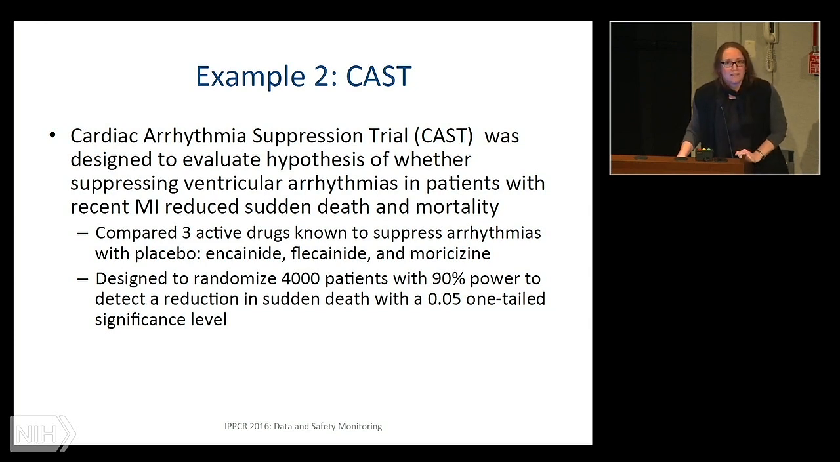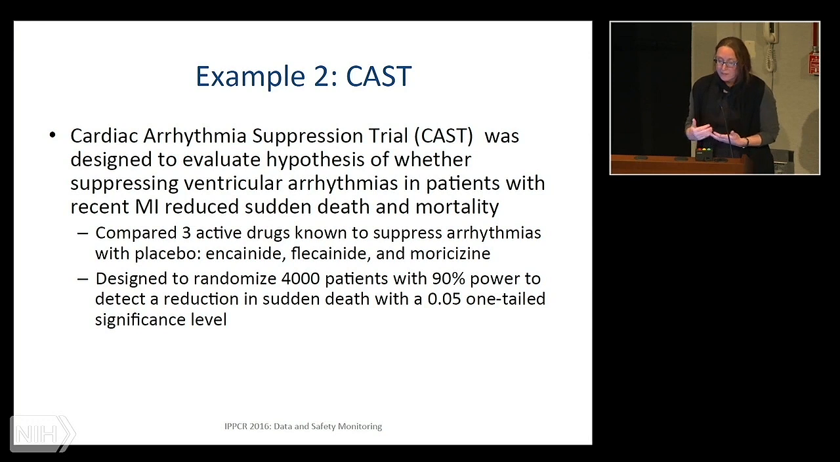So here's a different kind of example, and exemplary in another way, and it's CAST. And there's actually many, many lessons that can be learned from this trial, as is typical when you do a large trial. So this was the cardiac arrhythmic suppression trial, and it was designed to evaluate a hypothesis of whether suppressing ventricular arrhythmias in patients with recent MI or heart attacks, whether or not that would reduce sudden death, that was the primary endpoint, or overall mortality as a secondary endpoint.